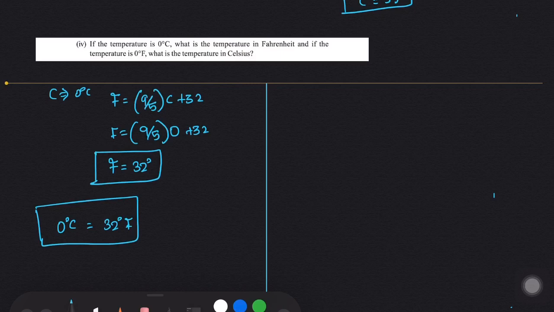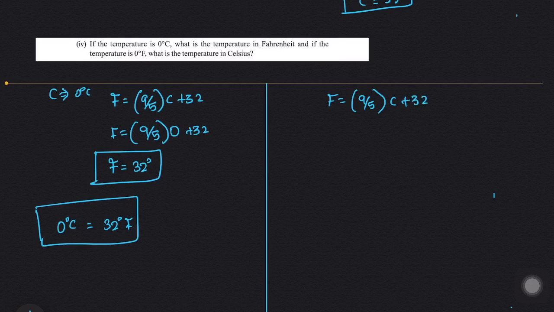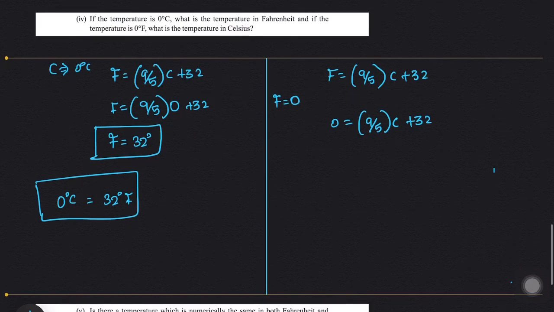Case 2. The temperature is 0 degrees Fahrenheit, we need to find the Celsius value. So the same equation, F is equal to 9 by 5 times C plus 32. Now the value of F is equal to 0 degrees Fahrenheit. That means 0 is equal to 9 by 5 times C plus 32. Then this term is moving to the left. Minus 32 is equal to 9 by 5 times C.